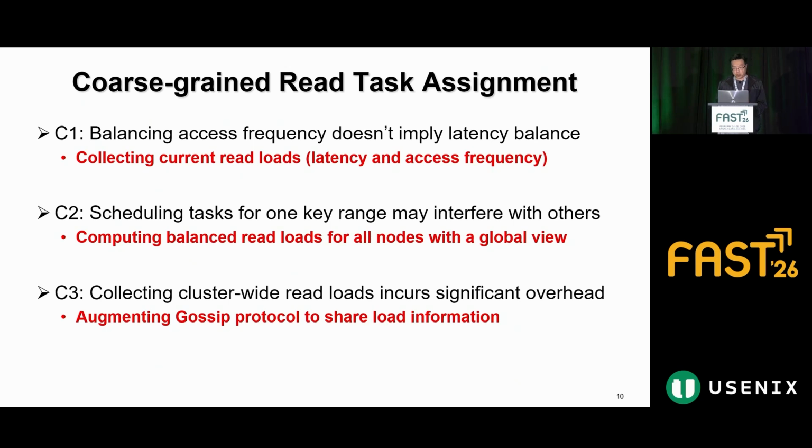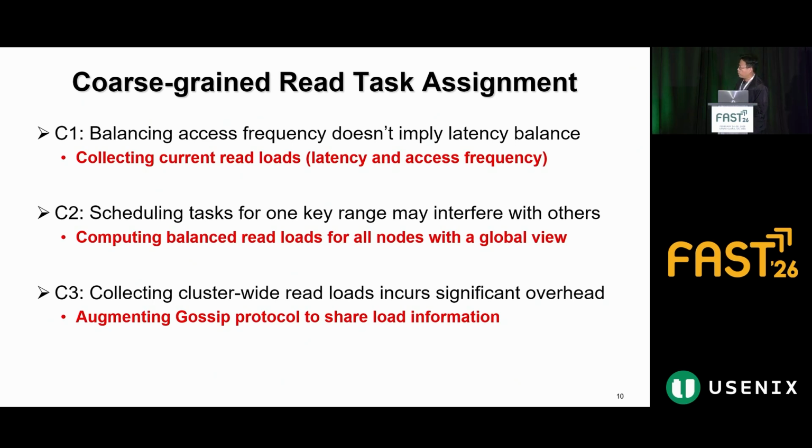So let's start with the first component, coarse-grained read task assignment. We need to address several challenges. First of all, we just showed that balancing access frequency is not sufficient. So we need to look not just at the access frequency, but also at the latency, and we need to collect these read loads from other nodes. Also, when we schedule the task for one key range, it can interfere with others because each node serves multiple key ranges. So when we do the load balancing, we need a global view to compute the balanced read loads.